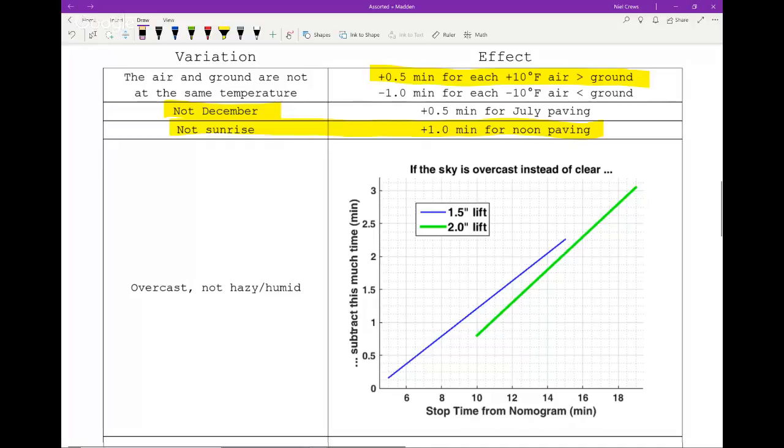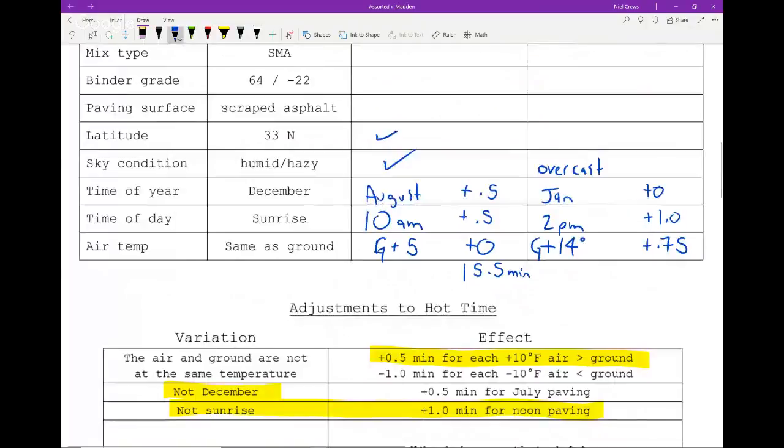What is interesting about the sky cover is that if the cooling time predicted by the nomograph is large, then the cloudiness has a large effect. If the nomograph time is short, then cloudiness has a small effect. That's what these lines give us. Okay, for this example, the nomograph predicted a cooling time slightly more than 6 minutes. Therefore, because the sky is overcast, we'll need to subtract about a half a minute, minus 0.5.